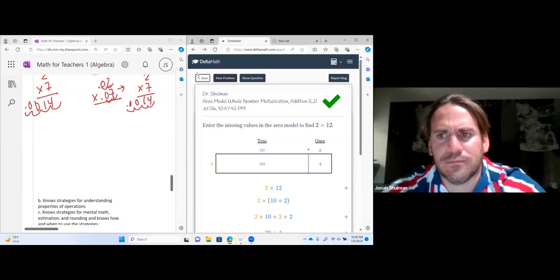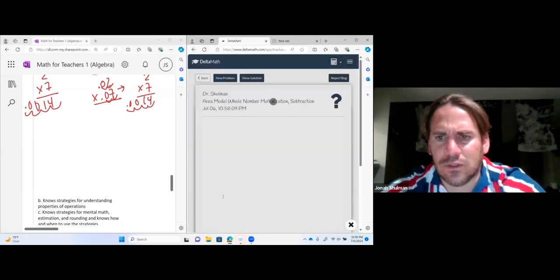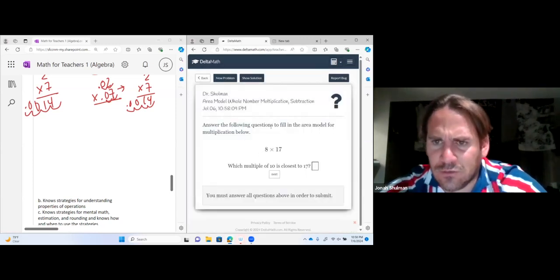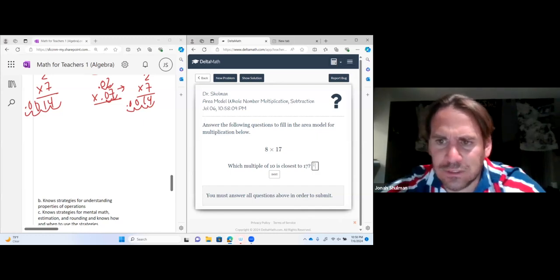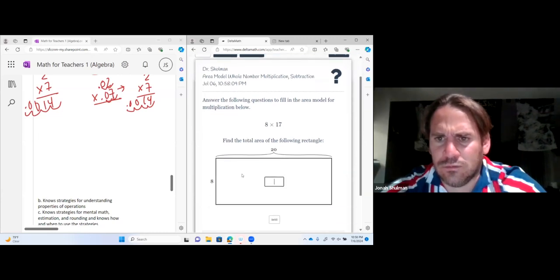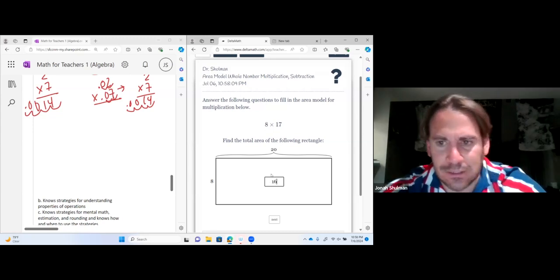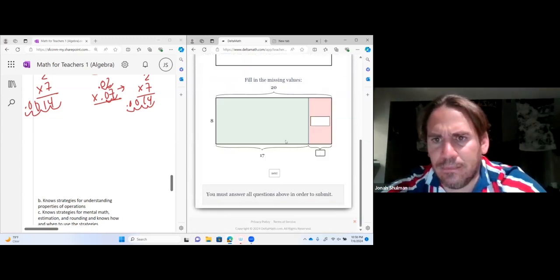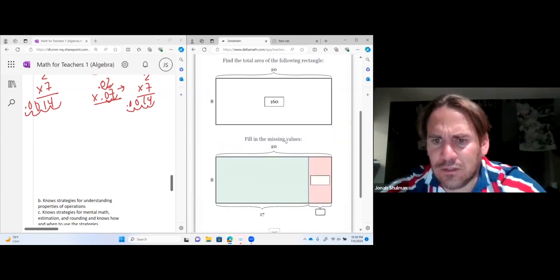Beautiful. All right. So here's another area model. Answer the following to fill in the area model. Which multiple of 10 is closest to 17? I'm going with 20. Cool. Find the area. So it's length times width, or base times height. So 2 times 8 is 16. Carry the 0. Nice. Fill in the missing values.